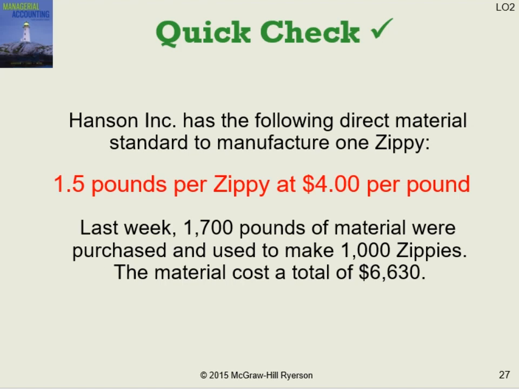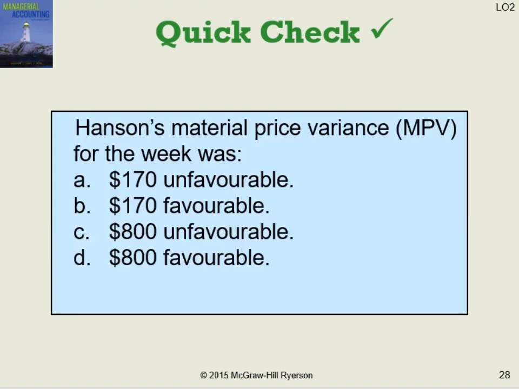Well, that's a little bit more than we expect, right? Because it's 1.5 pounds per zippy, and it's 1,000 zippies. That should be 1,500 pounds. So that's one thing that we can identify. The material cost a total of $6,630. So the question you're being asked is about the material price variance, one of these four figures.